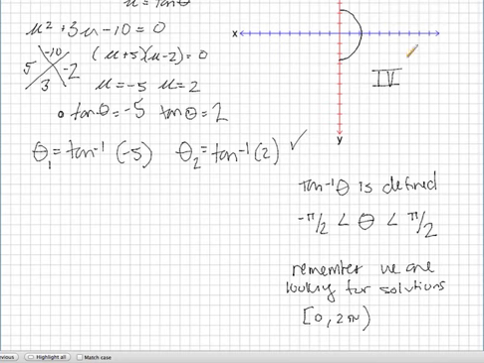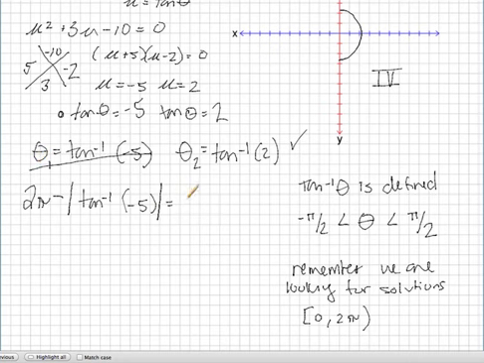What that means is that if we want it in this interval, we're going to start at 2 pi and we are going to subtract the absolute value of this quantity right here, tangent inverse of negative 5. I'm going to go ahead and cross that out, and we'll call that our new theta 1. So these are your two solutions in this interval here: 2 pi minus the absolute value of tangent inverse of negative 5 and tangent inverse of 2. And those are your final answers.